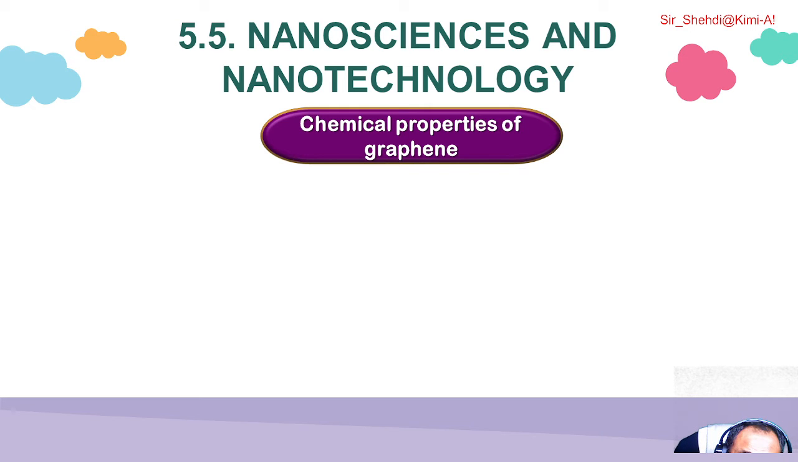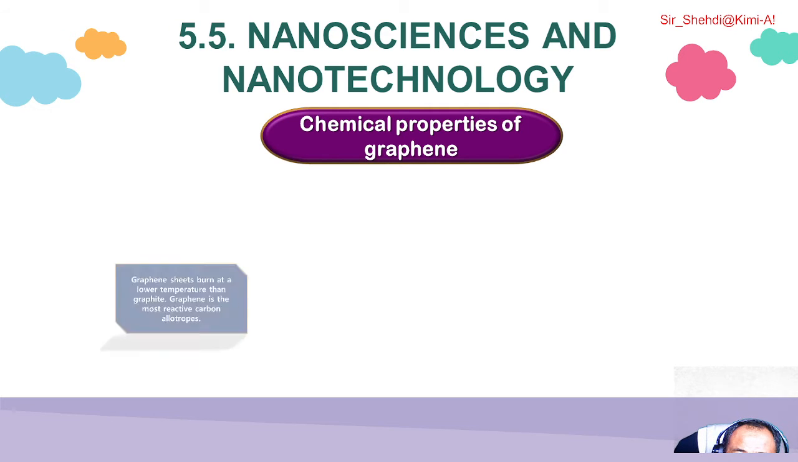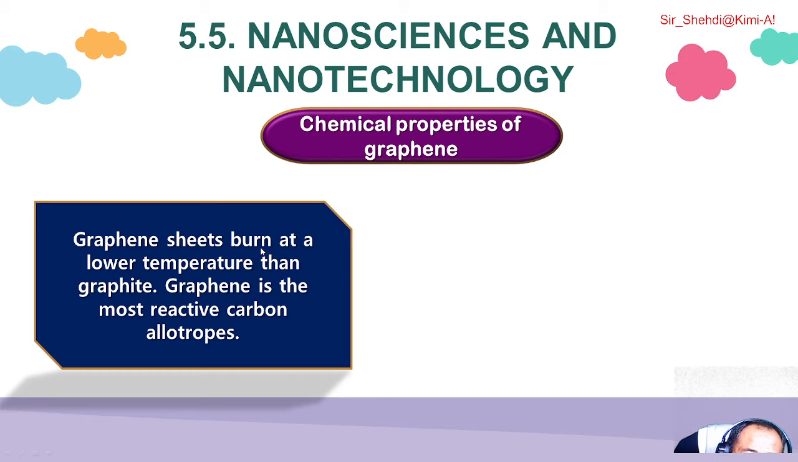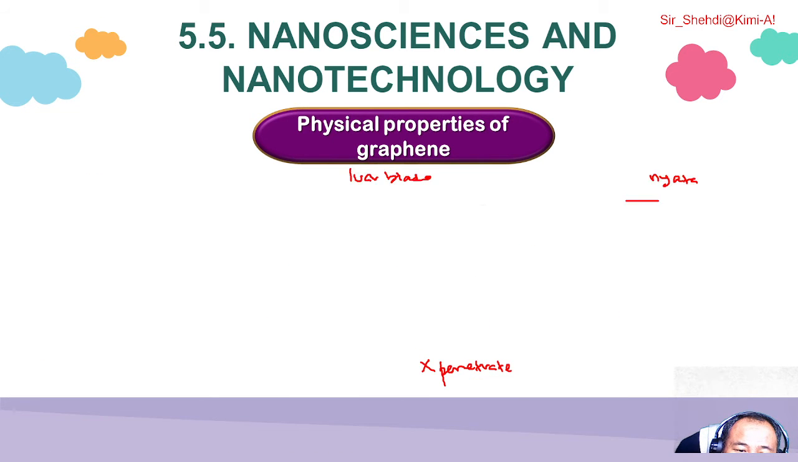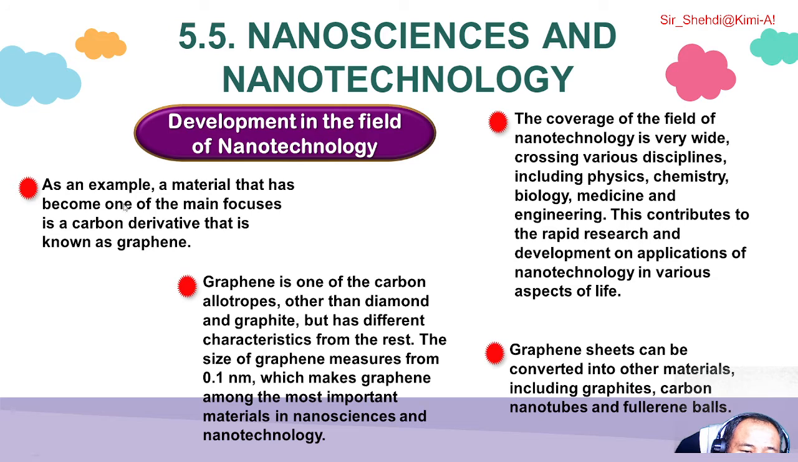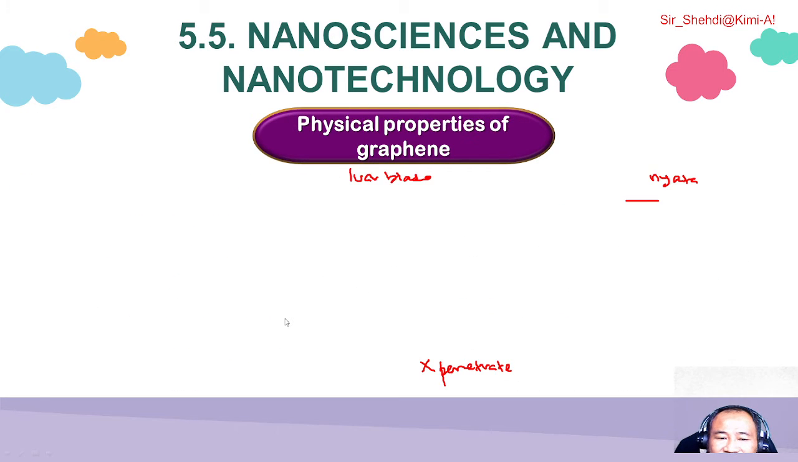Okay, now we discuss the chemical properties of graphene. Okay, it burns at a lower temperature than graphite. Graphene is the most reactive electrode compared to graphite, and also another one is your, I'm not sure, I forgot, so I will play back. Diamond. Okay, so there are 3 electrodes: diamond, graphite, and graphene.